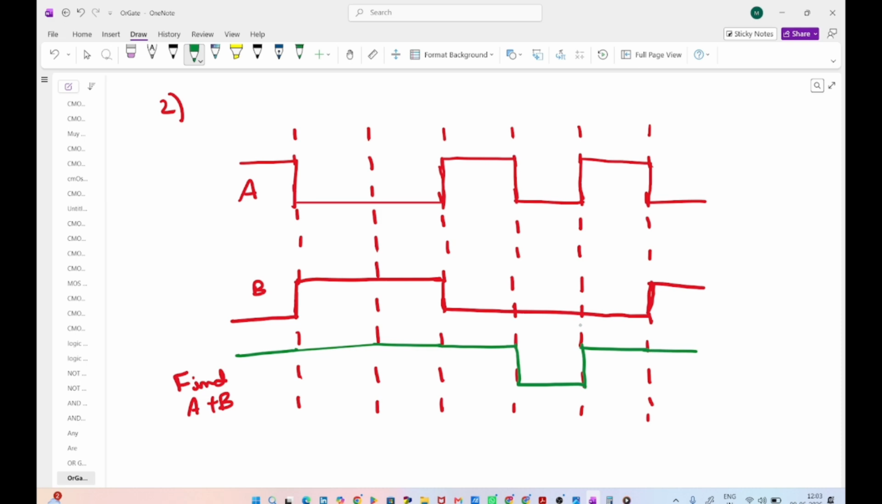Guys, I hope you understand how I wrote the waveform and how I solved the previous problem, and you have complete clarity of the OR gate, how it works, and the truth table and the symbol.